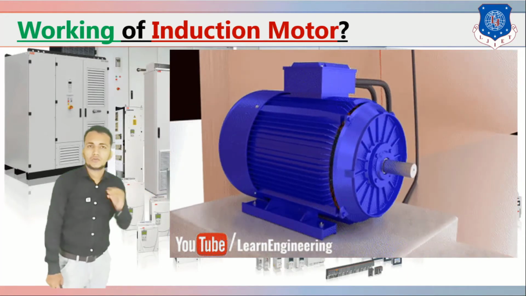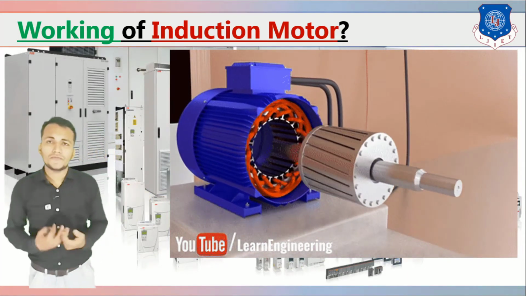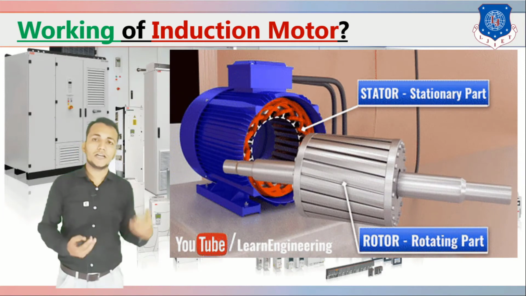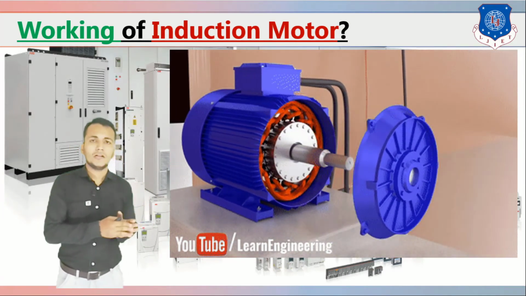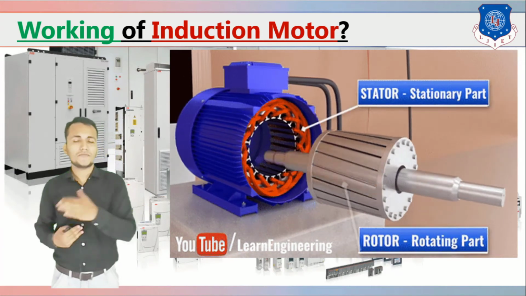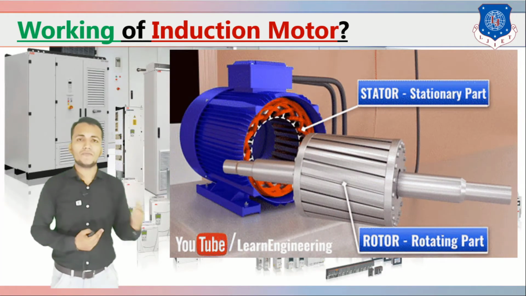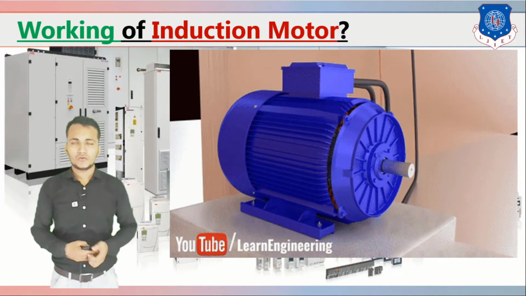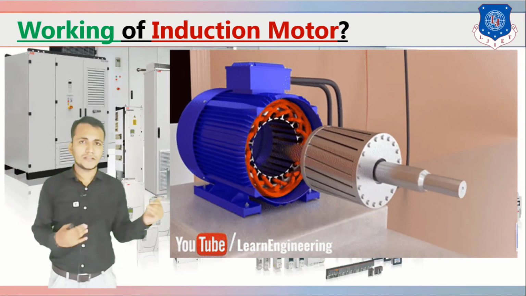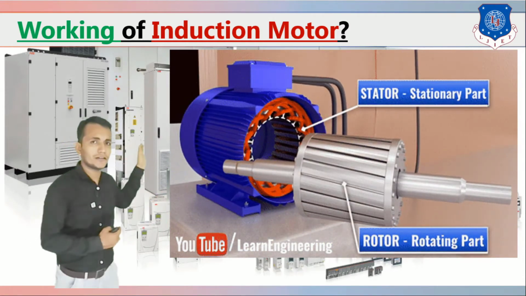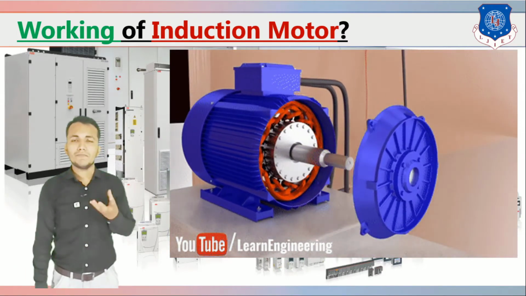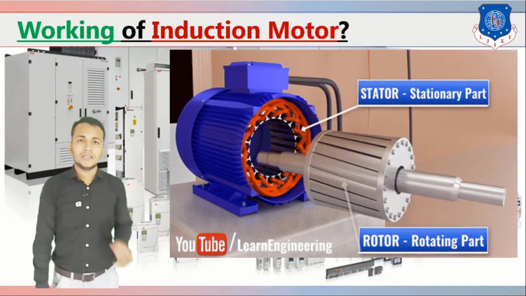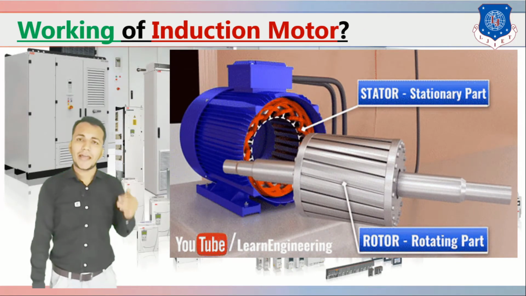So whenever we give a three phase AC supply to the stator winding, R phase, Y phase and B phase, we know that the three phases are 120 degrees phase shifted from each other. So whenever this three phase supply is given to the stator windings, the stator winding produces a rotating magnetic field in the air gap between stator and rotor.